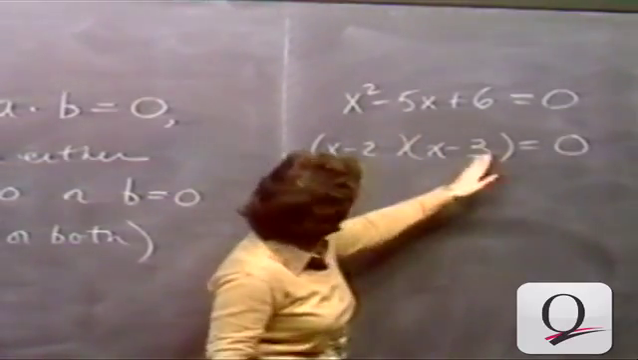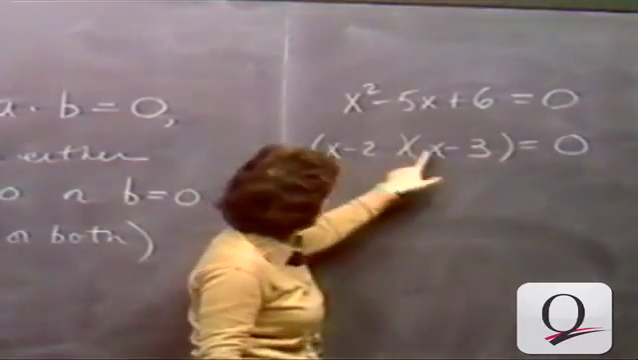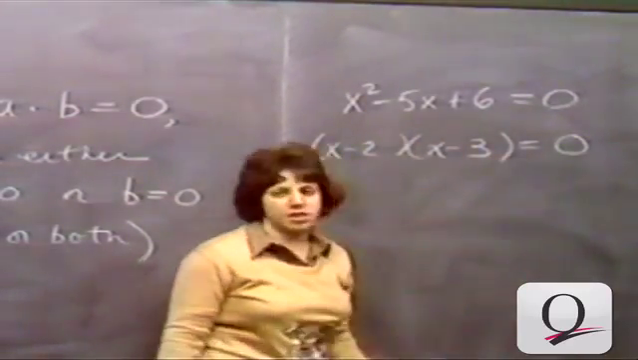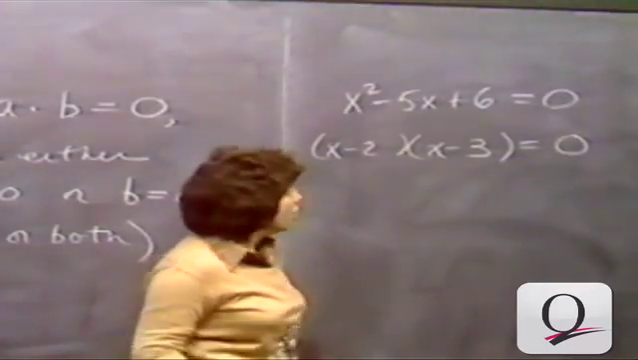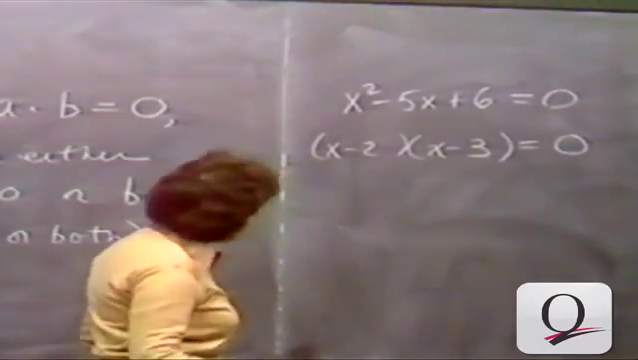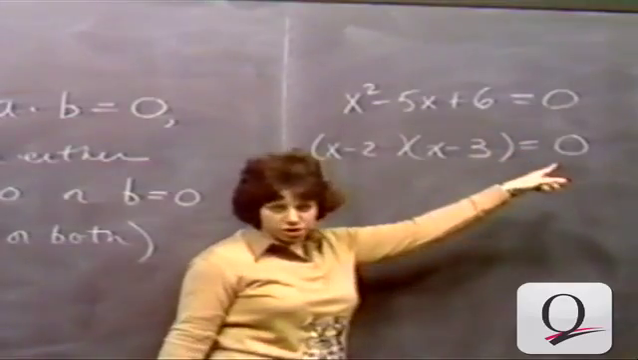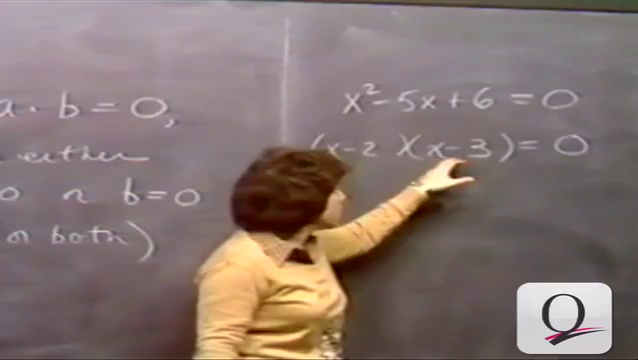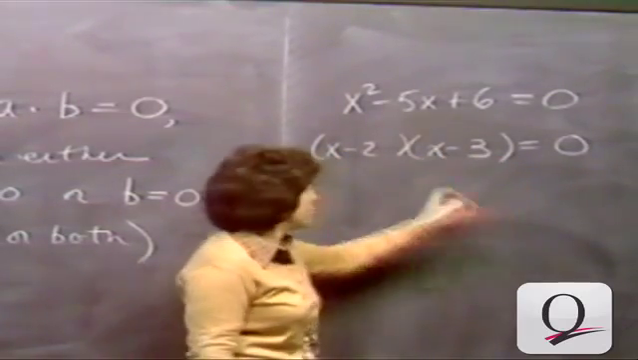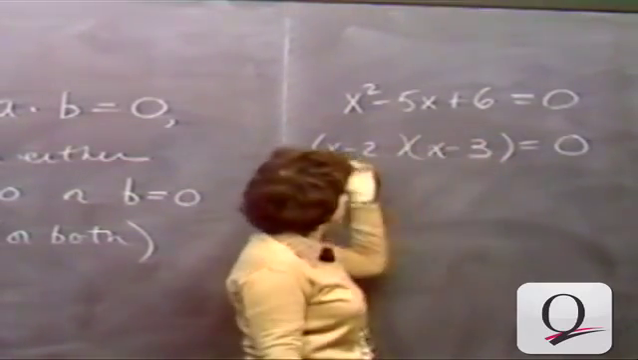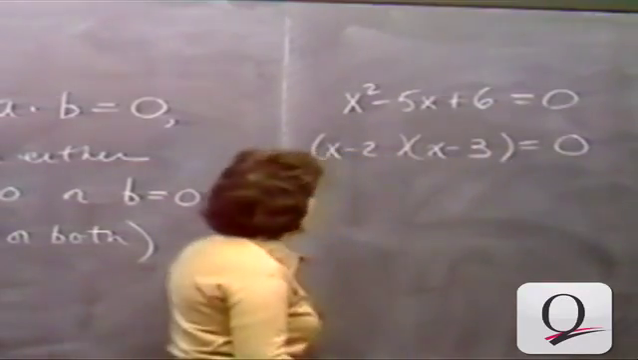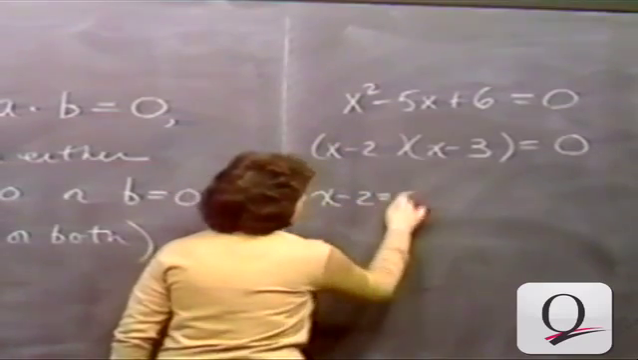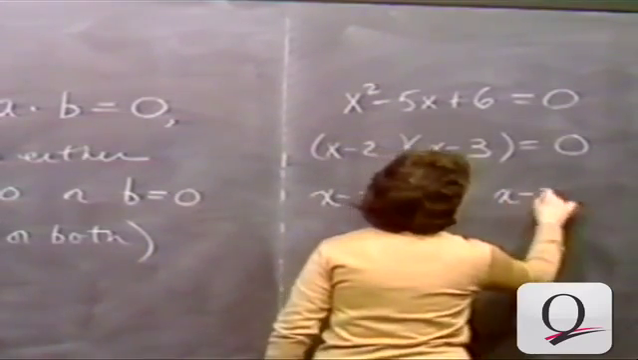Now, checking our factoring by the FOIL method, we get x squared minus 3x minus 2x. That's the minus 5x, and then the plus 6. So we have factored this. What we have done is to put this in the form ab equals 0. The product of two numbers is equal to 0. Remember, x is a number, so x minus 3 is just another number. We have one number times another number. The product of two numbers is equal to 0. This gives us two possibilities: a equals 0 or b equals 0.